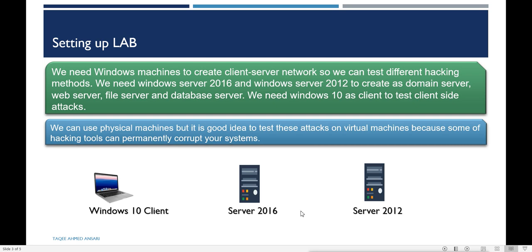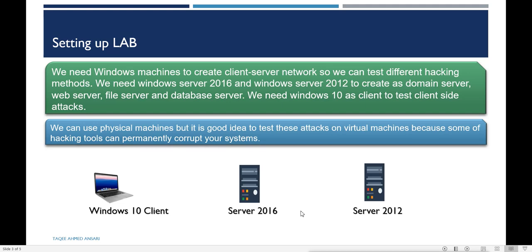We need Windows 10 also as a client to test client-side attacks. So we can use physical machines. Now if we are creating a lab, we can use physical machines, but it is a good idea to test these attacks on virtual machines, because some of the hacking tools can permanently corrupt your system. If you use these tools or applications on your real, physical machines, you can harm your systems. Then you have to reinstall again and again. So it is a better idea to attack these things on a virtual system.